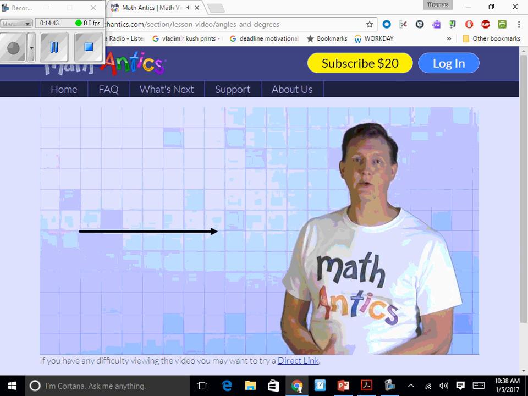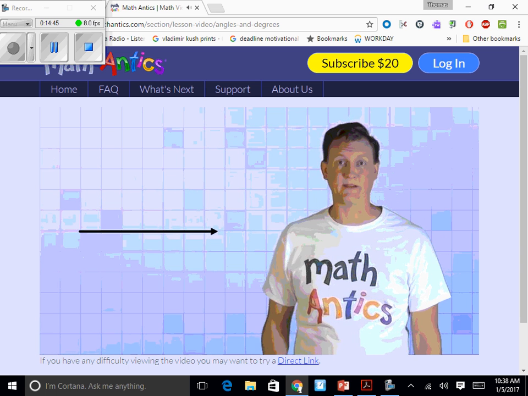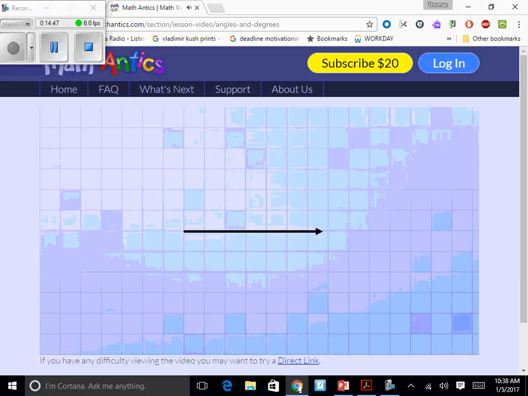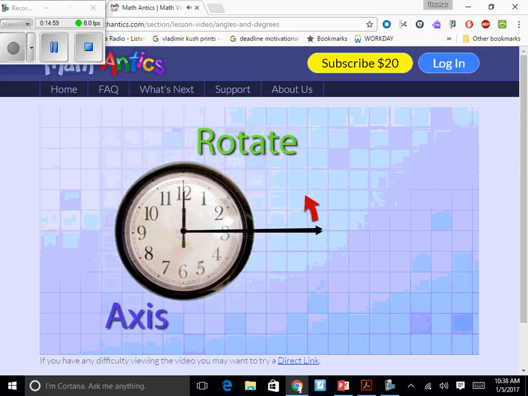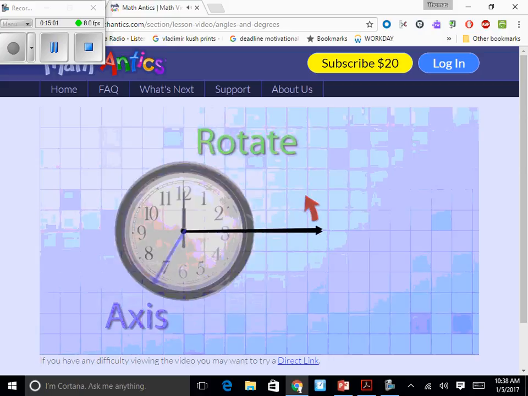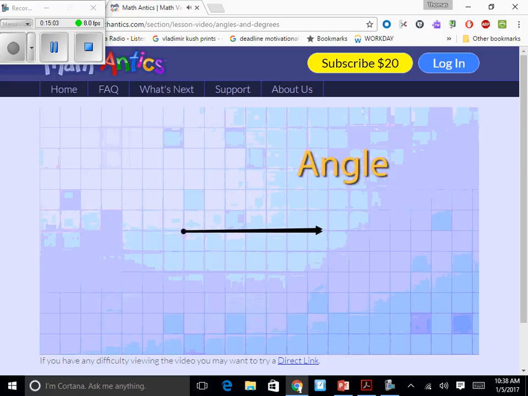Now, let's take the ray on top and rotate it just a tiny amount counterclockwise. This point on the ray will be our axis, or center, of rotation. It's just like the point at the center of a clock that stays stationary while the hands rotate around it. Our rays now form an angle that measures 1 degree. And as you can see, 1 degree is a really small angle. We need to zoom in on it to see that it really is an angle.